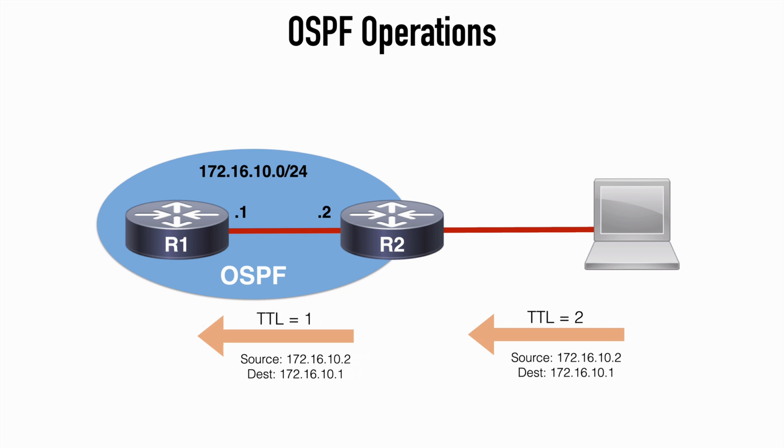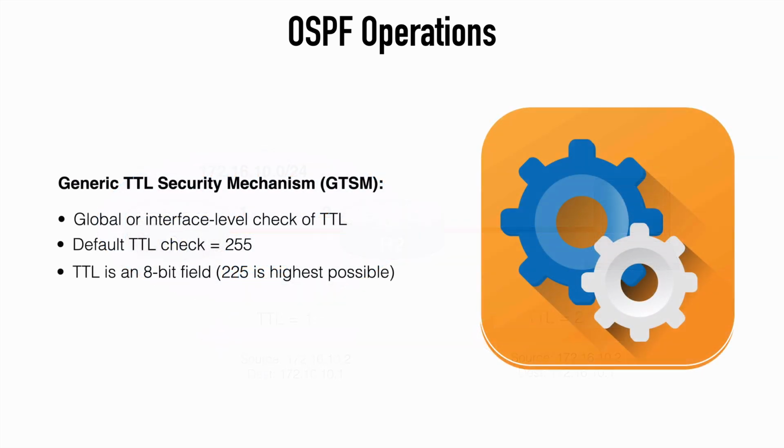R1. Even if R1 happens to reject the packet, we still have traffic hitting the control plane on router 1, which can impact the performance if enough of those packets make it over to R1. And that's exactly the issue that GTSM was created to stop.